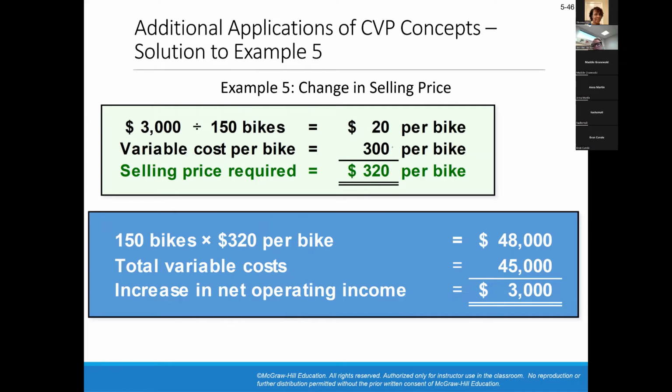So when you do that, you can calculate it this way. I want to cover the variable expense per unit, which is 300, plus I need that additional $20. So I can sell it at $320. That's going to give me 48,000 in sale price. I'm going to have a total cost of 45,000. And so I increased my operating income by 3,000.